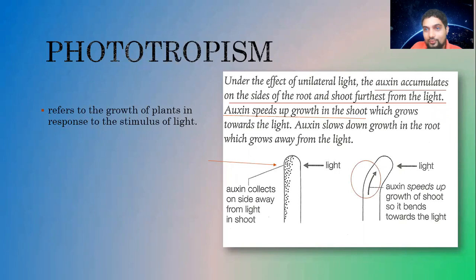Again, when you expose the plant to unilateral light, meaning that the light is coming from one direction only, the auxins are going to move away from the light in the shoot. Wherever you have plenty of the auxins, that area is going to grow very quickly. And because that area is growing quickly, the opposite side, which is closer to the light, has less auxins, and that area is going to grow slowly. So the shoot will grow towards the sunlight. The opposite will happen in roots, but I'm not going to look at that here.